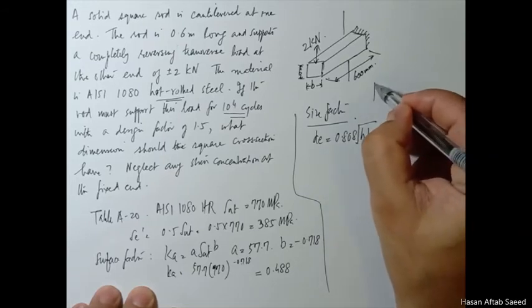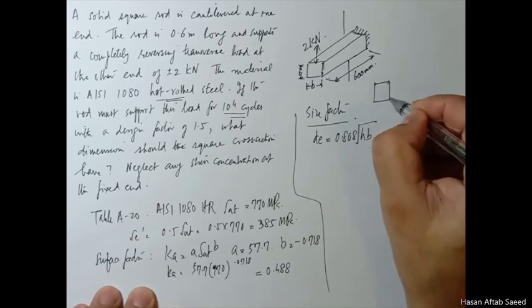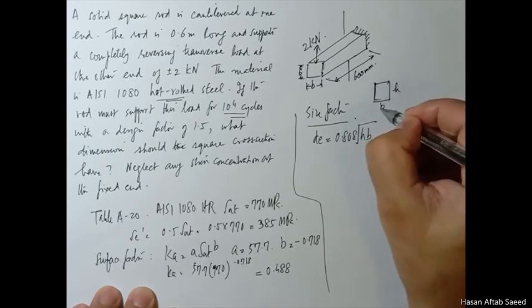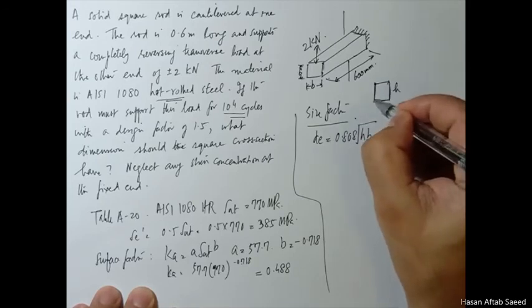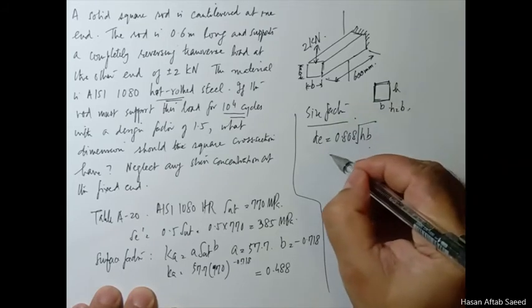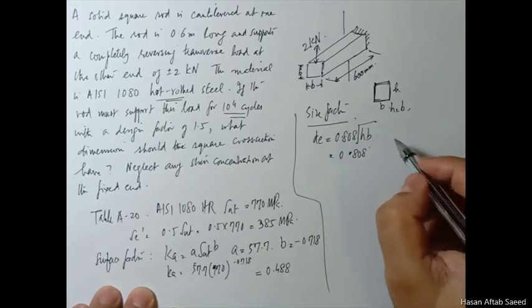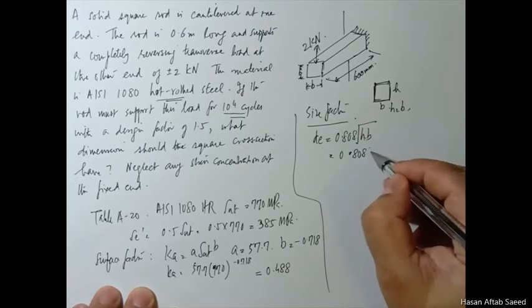And by H and B, we mean that this is H and this is B. For our case, this is a square section, so H is equal to B. So this is 0.808 times the square root of B squared, that is, root of B square.